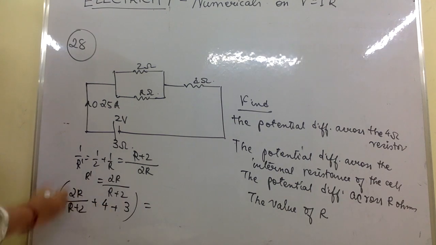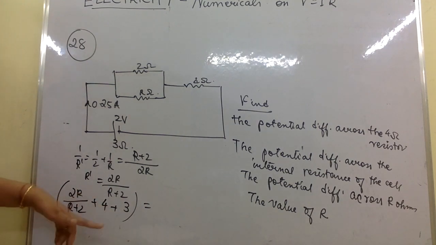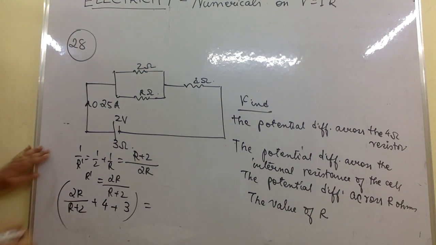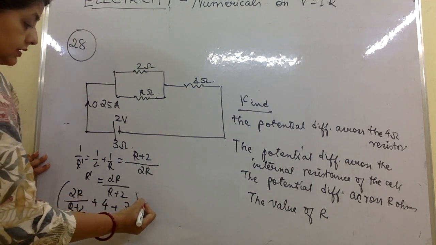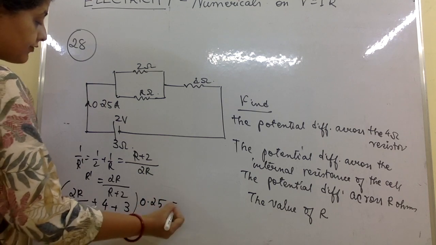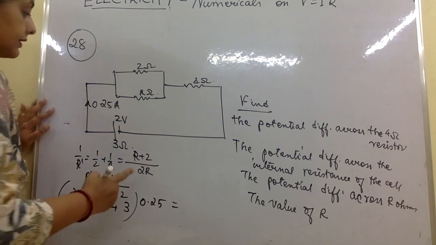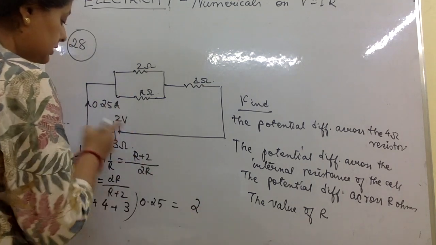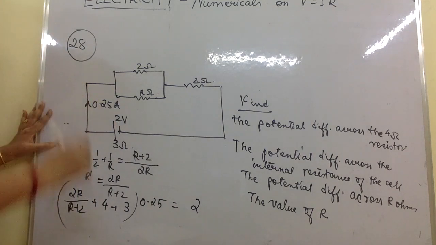Okay, if that is the equivalent resistance of the circuit, V is equal to IR. With R, we will have to multiply the current in the circuit, which is 0.25 amperes, and that is equal to 2. This is this 2, the potential difference in the circuit. So here, how much is it? We need to calculate this.